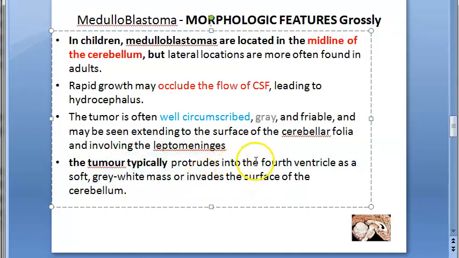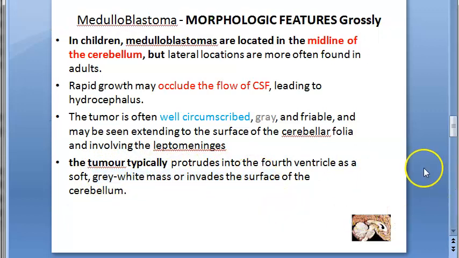So it protrudes into the fourth ventricle. Soft grey-white mass invades the surface of cerebellum. That's why it is malignant, right? So we are done with the gross, guys.